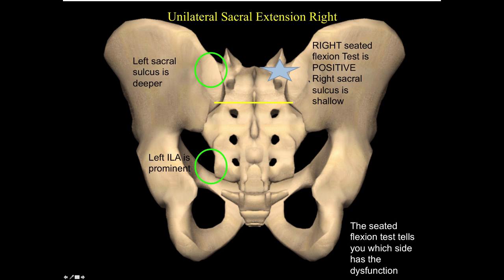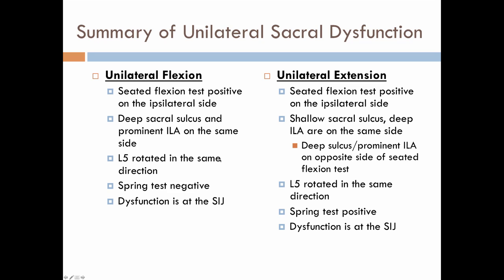And then with a positive seated flexion test on the right, it tells you that the right side is dysfunctional. And with a positive spring test, it tells you that something is posterior at the sacral base. If this is deep, then this must be posterior. So it will help you determine that this is in fact the dysfunctional side, even though we tend to mark things based on the deep sulcus and prominent ILA. So here's again a comparison between the unilateral flexion and extension dysfunctions.